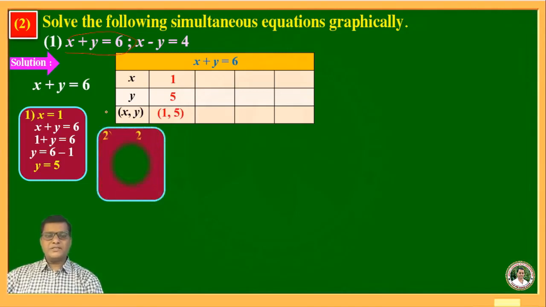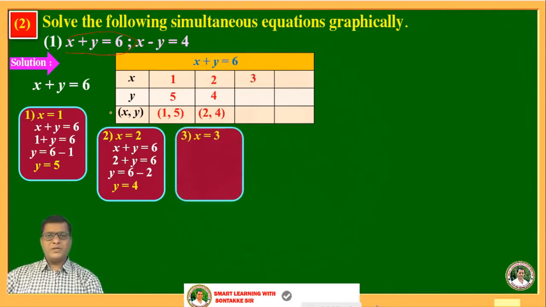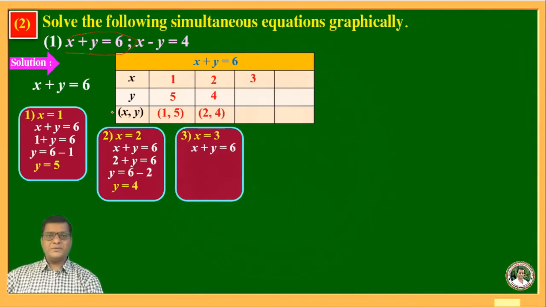Second, if you take x is equal to 2, write this value in the table, then substitute this value in the given equation, that is x plus y is equal to 6. If we simplify this, then we will get value of y is 4. Write this value of y, 4, in the table and write the coordinates. Next, if you take x is equal to 3, write this value in the table and substitute this value in the equation x plus y is equal to 6. We will get the value of y is 3.